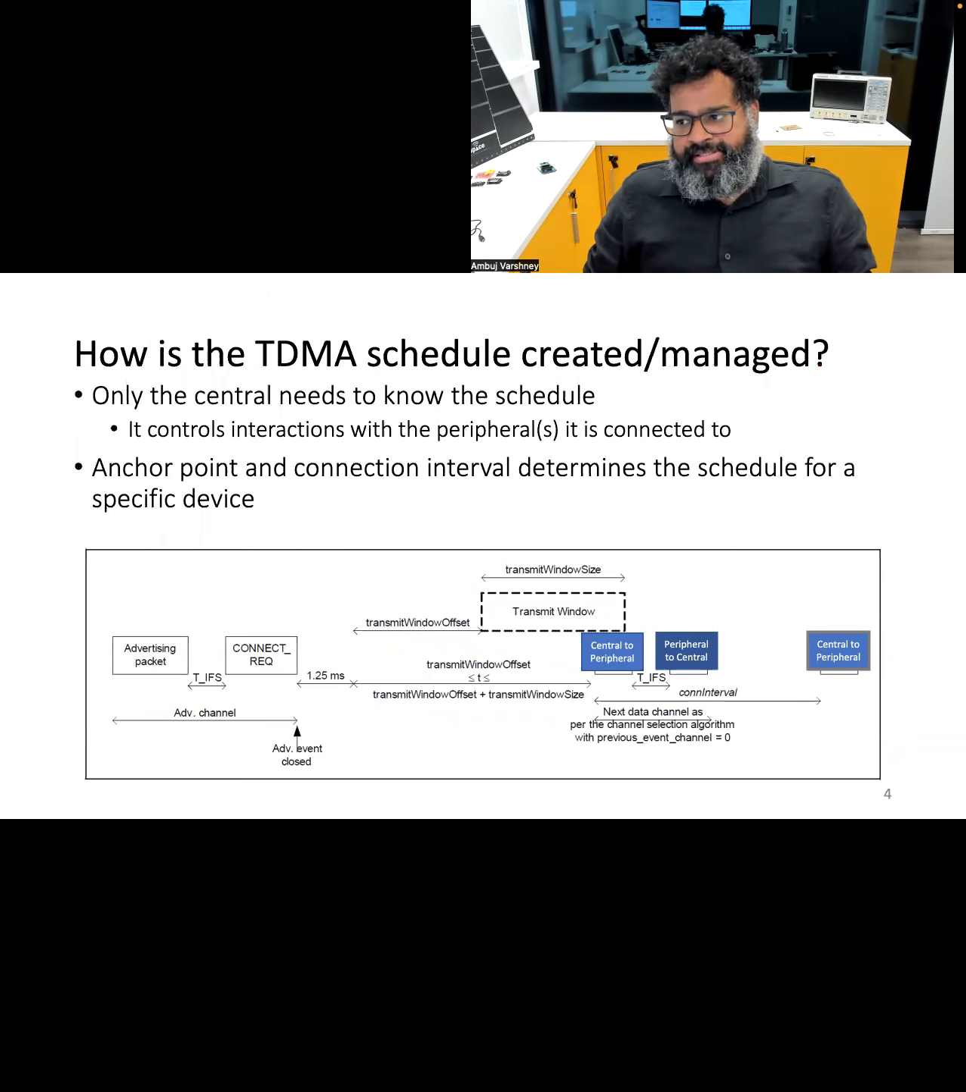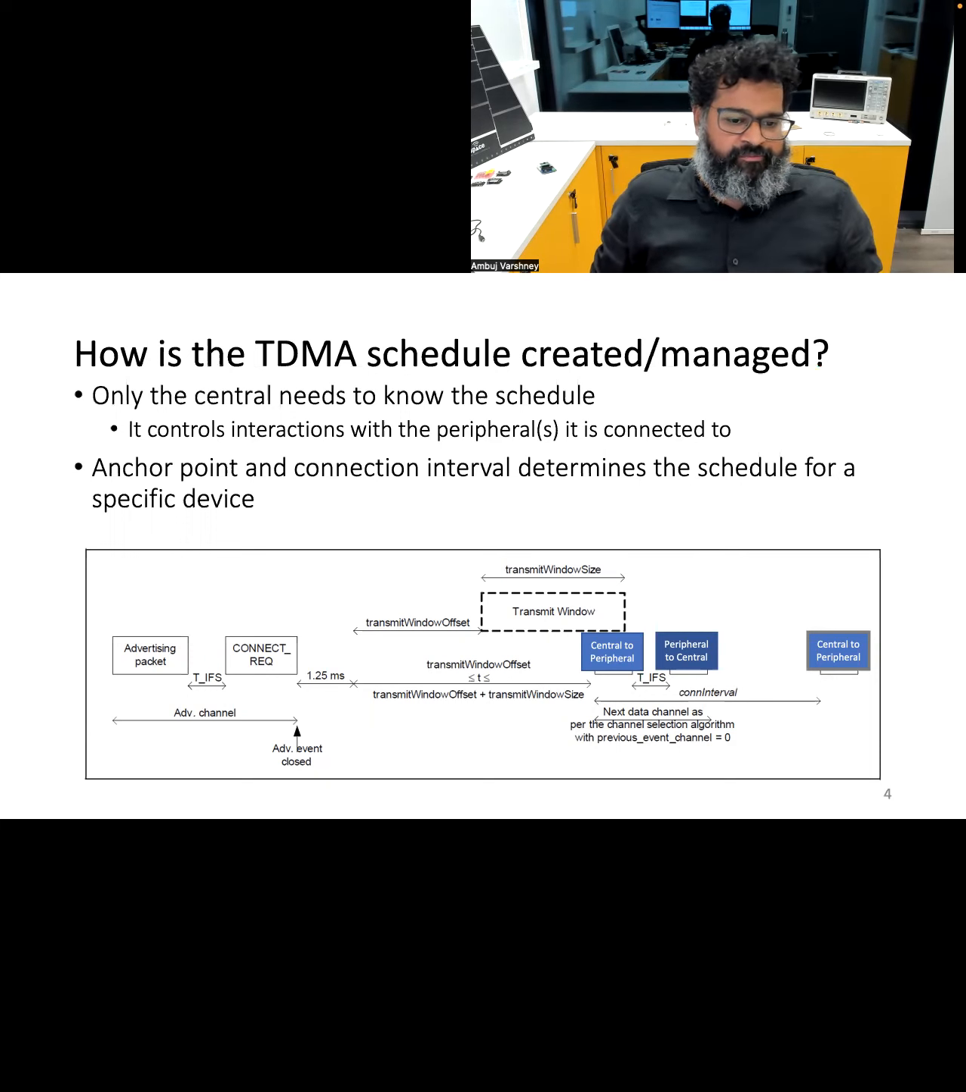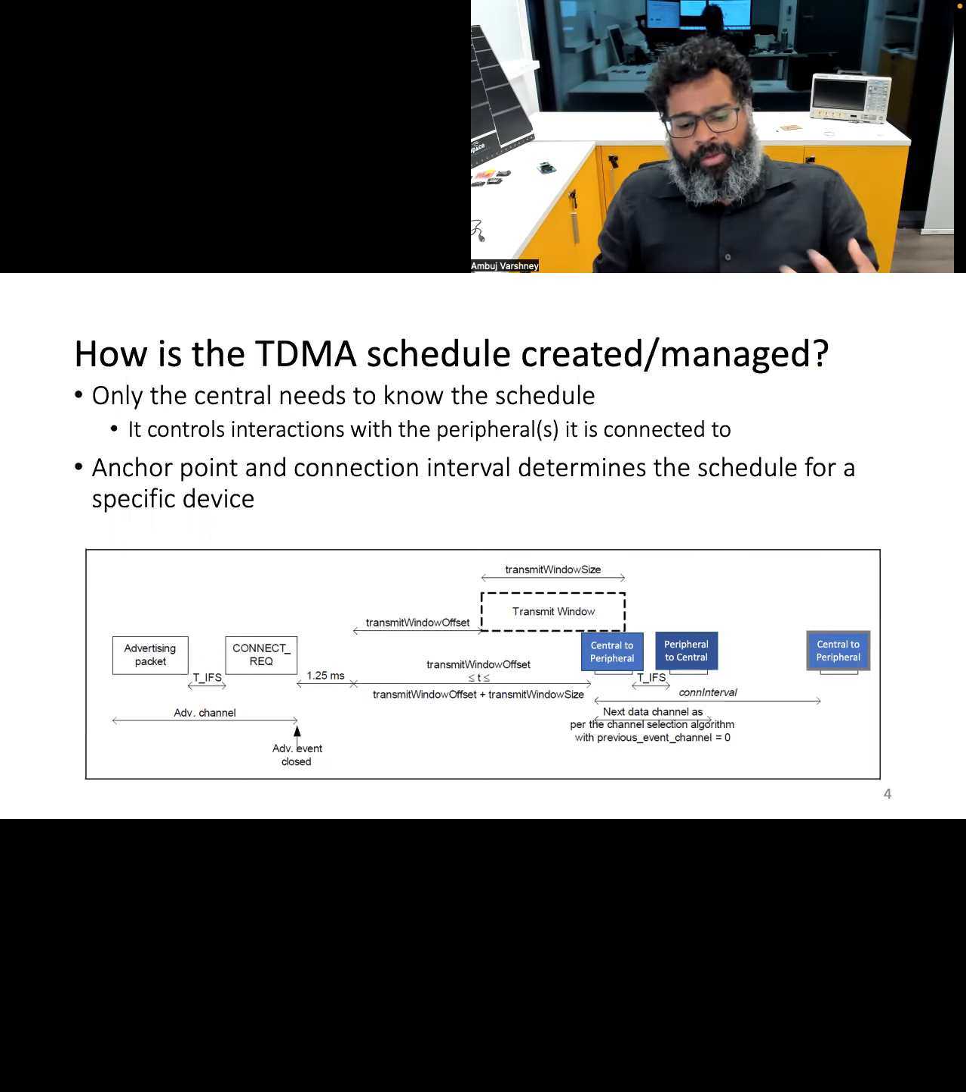Once the connection is established, typically the medium access control mechanism that is used is based on time division multiple access. One thing to keep in mind is that only the central node needs to know the schedule for the TDMA mechanism. The central node controls the interaction with the peripherals that are connected to it. Typically it's the anchor point and the connection interval that determine a schedule for a specific device. We show one such example on the slide.